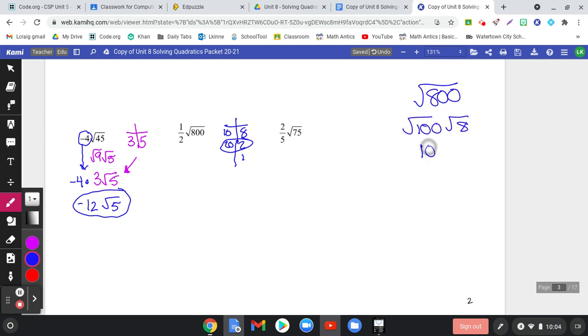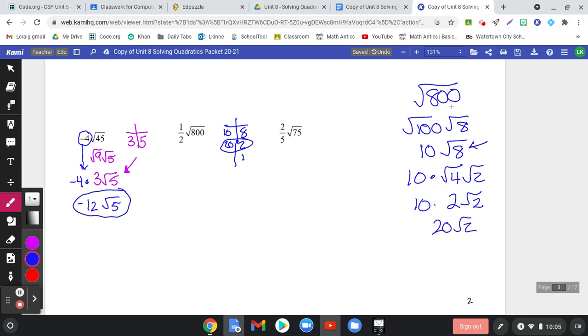Good starting point, but 8 can be broken down further. What's a perfect square that goes into 8? 4. So now you have 10 times the square root of 4, which is 2 radical 2. 10 times 2 is 20 radical 2.